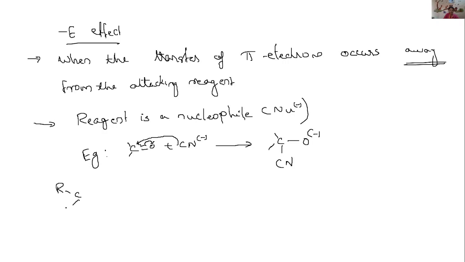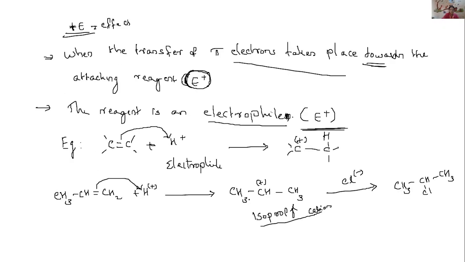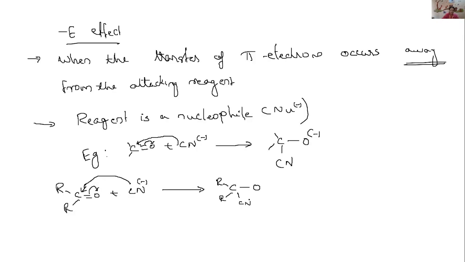R, C, R, double bond O plus CN minus gives what? Yeah, like this. R, C, R, R can be any group. CN here and O minus. Okay, we can write this much.